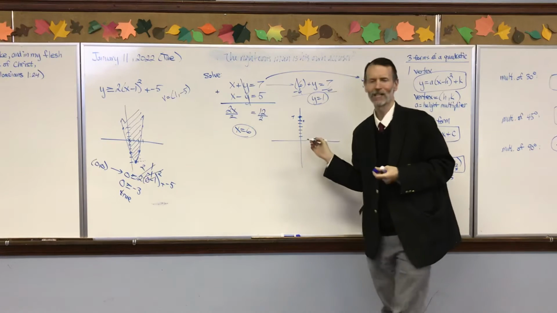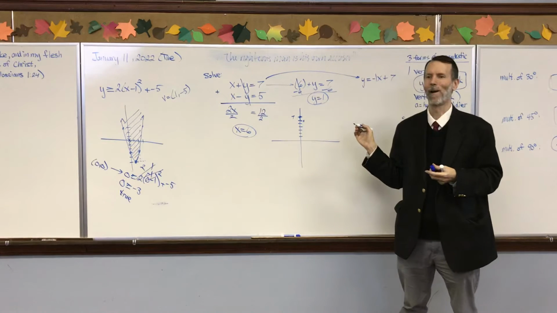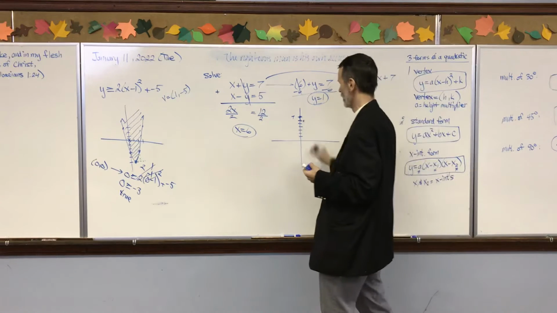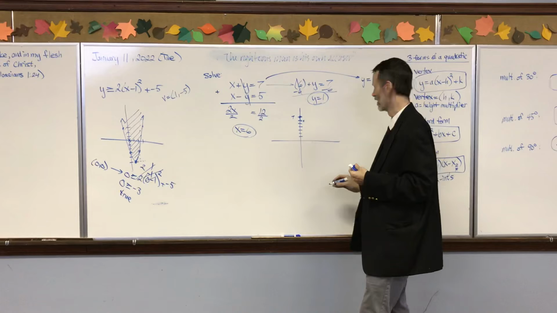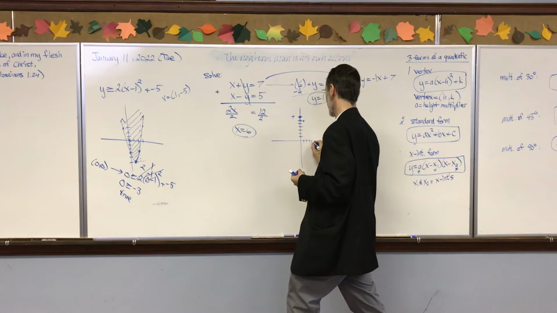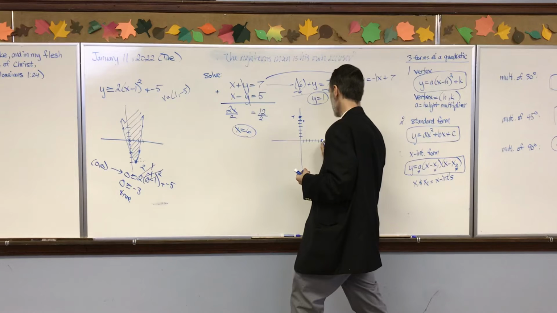Can anybody tell me where it's going to hit the x-axis? Katie. If the slope is down 1, right 1, where's it going to hit the x-axis? That's 7. 7, correct. Down 7, over 7. So there's the first line.